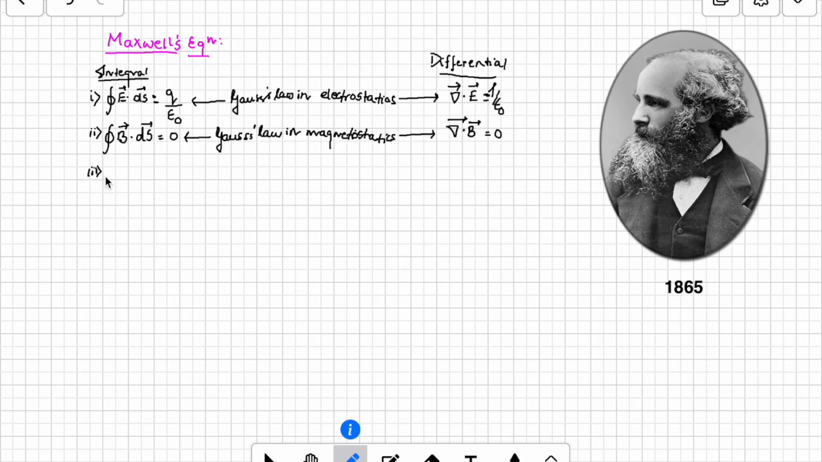The third case would be Faraday's law, and if you recall we have written the integral form first, and the integral form was E bar dot dl bar is equal to minus d phi B by dt, where the minus actually comes because of Lenz's law. So Faraday's law gives you a direct connection between the electric field and the magnetic field here. Okay, so this is my Faraday's law.